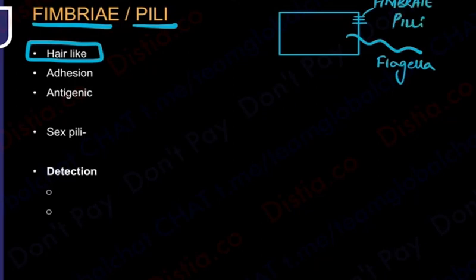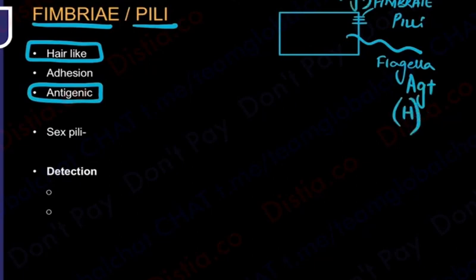So first you will ask me, is this just for show? No, these are not for show. They also have an antigen. So I realized flagella also had an antigen. What was the name of that antigen? H antigen. Fimbria also has an antigen. The only difference is that it is a little smaller, like hair.